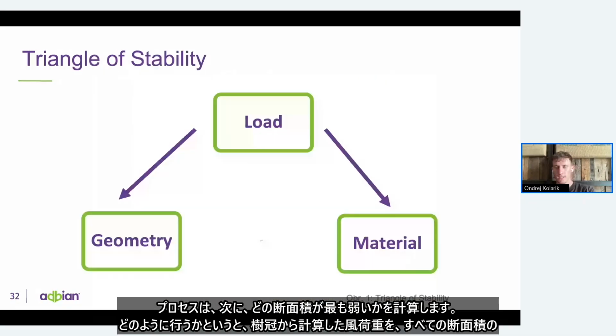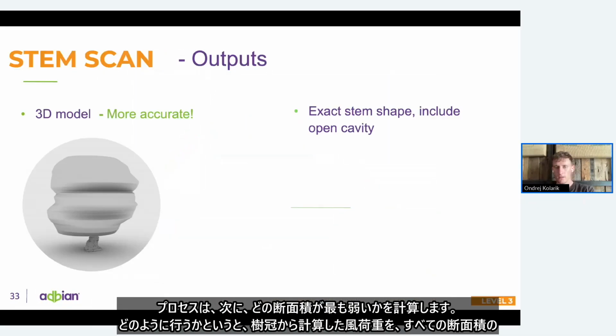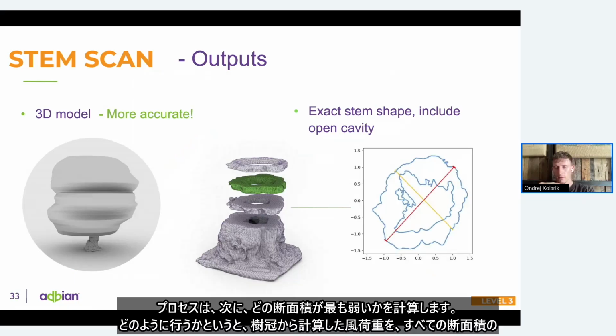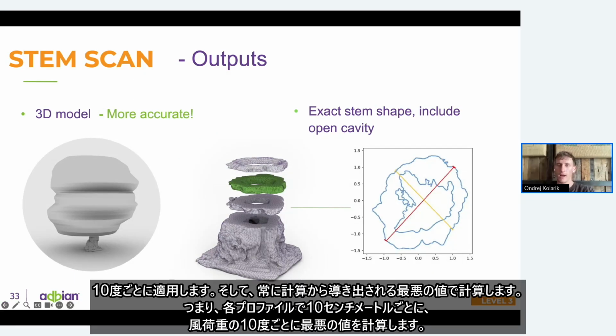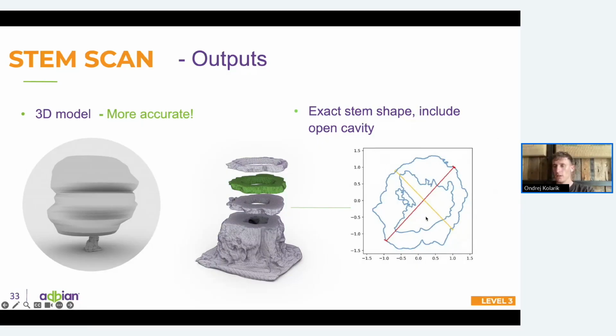And the process is that we then calculate which cross-section is the weakest. How we do that is that we apply the wind load, the force we calculate from the crown, on each cross-section from every 10 degrees. And we are always calculating with the worst value that comes out of the calculation. So for each profile every 10 centimeters, we calculate the worst value for every 10 degrees of wind load.